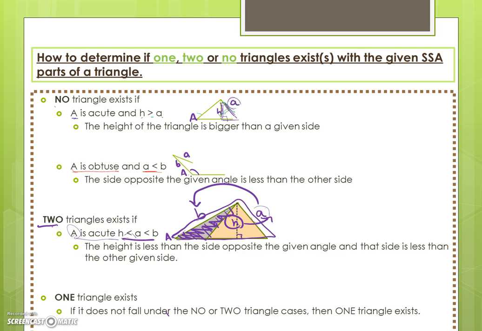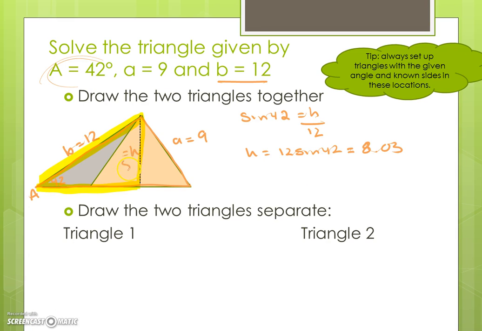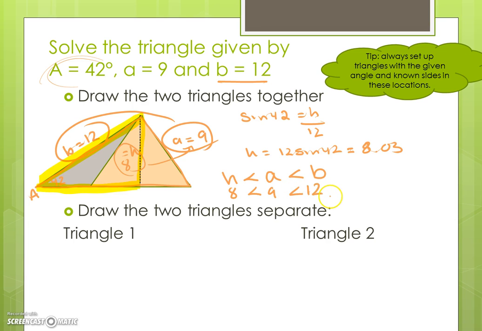Okay. Looking back here, when A is acute, we need to look at the height if it's bigger than the opposite side, or if the height is less than its opposite side, which is less than the one that is adjacent to it. Determine if it's none or 2, and then if not, it'll be 1. So looking back here, our height is about 8, and that's the smallest side length. This one is the next biggest, and then that one is the next biggest. So my height is less than the opposite side, which in this case is called A, which is less than the adjacent side, which is called B, because my 8 is less than my 9, which is less than 12. So when that happens, we know that two triangles exist.